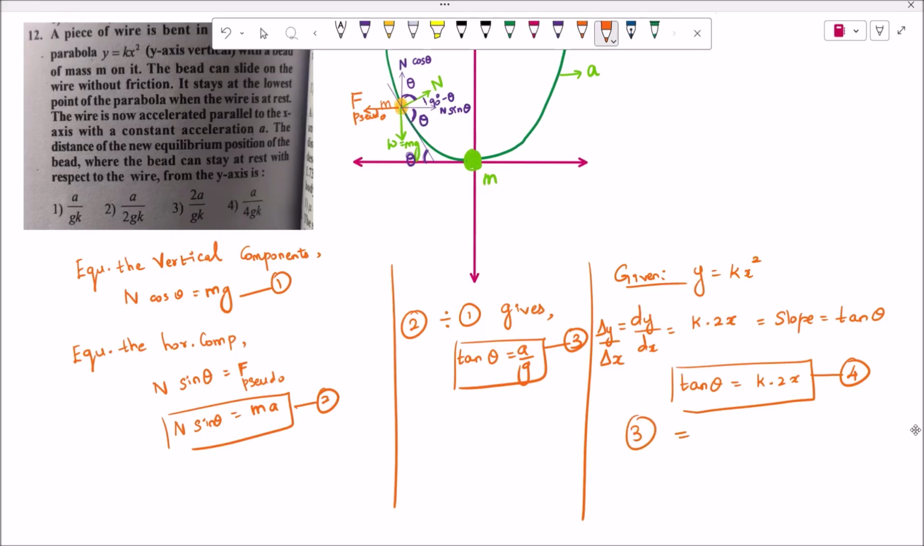Equations 3 and 4 have the same LHS, so let's equate the RHS. Now a by g is equal to k into 2x. From this, x is equal to a by 2kg. That's all. This is the position of the bead from the y-axis.